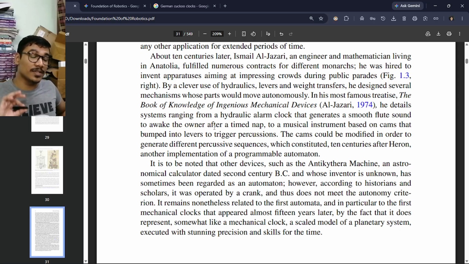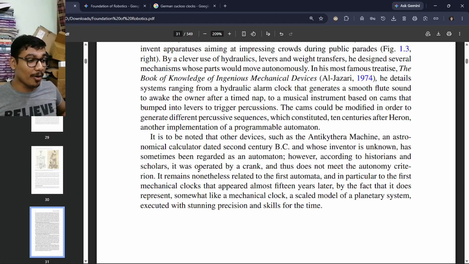I'm experiencing so much brain fog right now that I can't even read it properly.